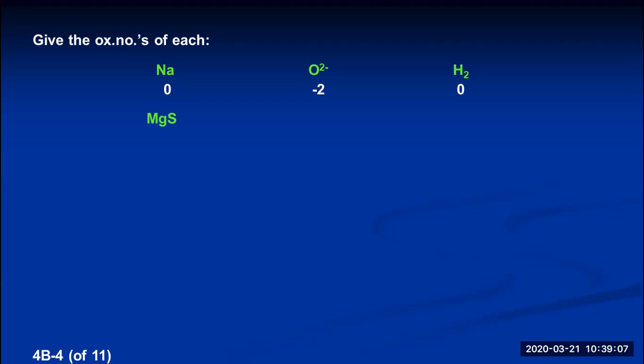Magnesium is in the second column on the periodic table. Its ions are +2, and sulfur's in the sixth column on the periodic table. It forms ions that are -2. So the two ions in this ionic compound must have oxidation numbers of +2 and -2.